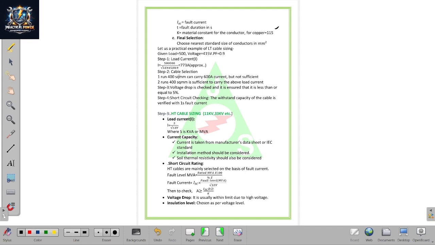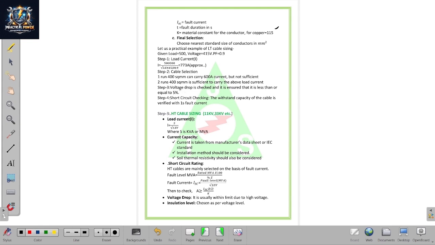Step 2, the cable selection. Keeping this current into consideration, suppose we select one run of 400 square mm, it can carry only 600 ampere current, which is not sufficient. So that is why we have to select 2 runs of 400 square mm. This is sufficient to carry the above load current.